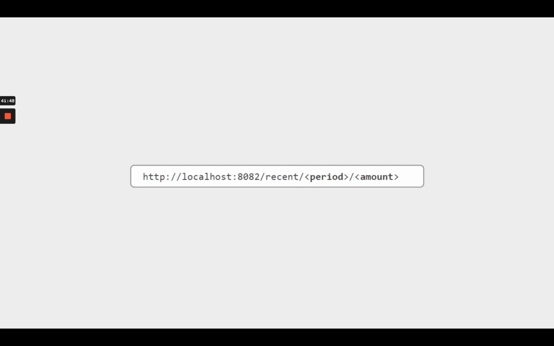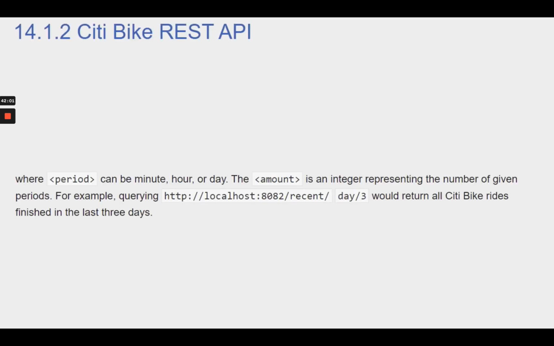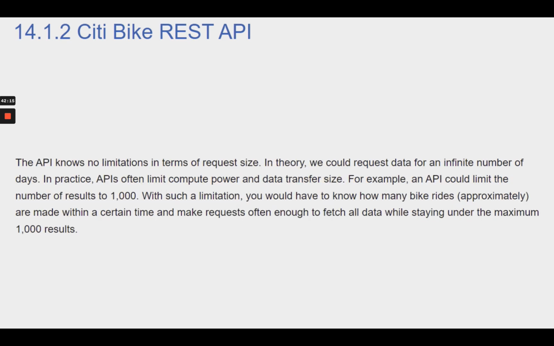Each record in the response represents one ride with city bike and provides latitude-longitude coordinates of the start and end location, as well as the start and end time. The endpoint can be configured to return rides at smaller or larger intervals, where period can be minute, hour, or day. The amount is an integer representing the number of given periods. For example, querying this would return all city bike rides finished in the last 3 days.